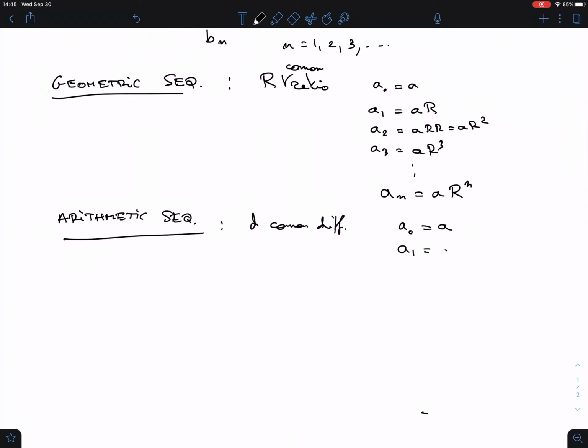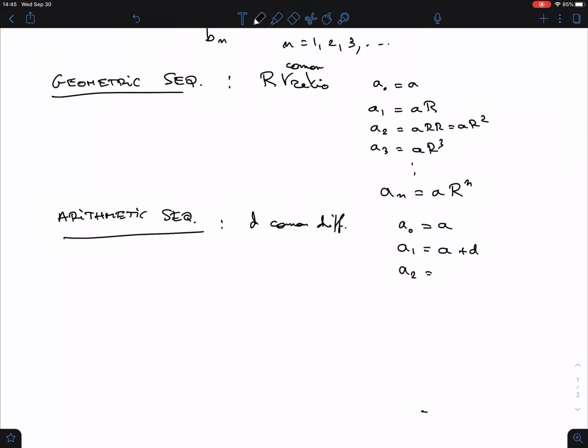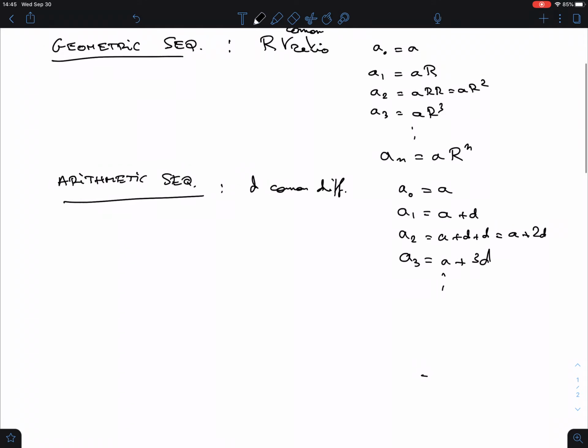Because a1 is now, we have to add d to this thing. So no more choice here. What is a2? Well, we have to add d to that. So a plus d plus d, that's a plus 2d, right? And what is the next one? a3. I hope everybody sees it's 3d. So again, we see a pattern, that this factor here is the same as this index. And so the general formula will again be an is a plus dn.